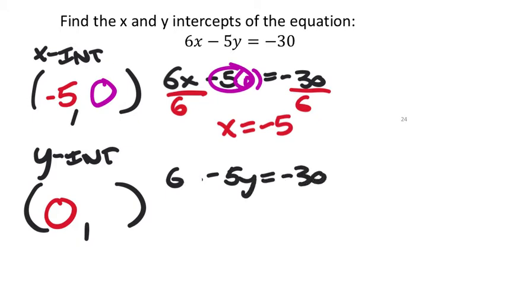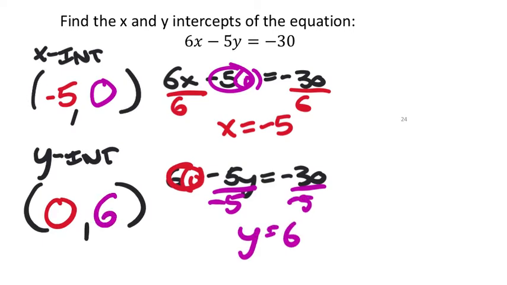But replace the x now with 0. That does zero that out. I have to divide both sides by -5, and I get y equals 6. So (0, 6) would be the y-intercept. Those are the two answers we want.